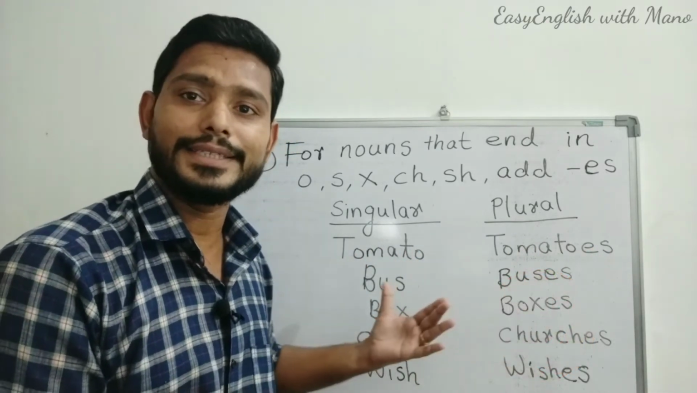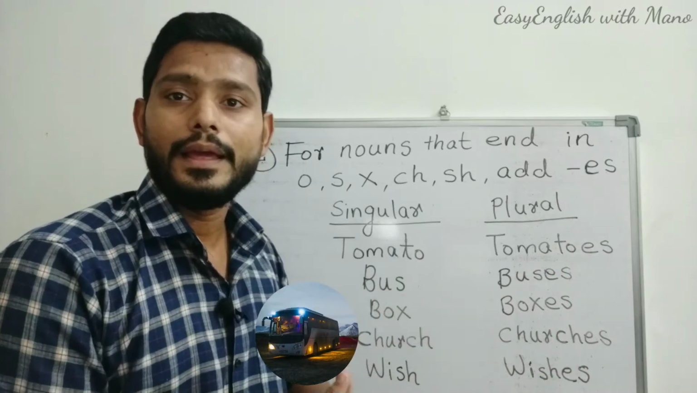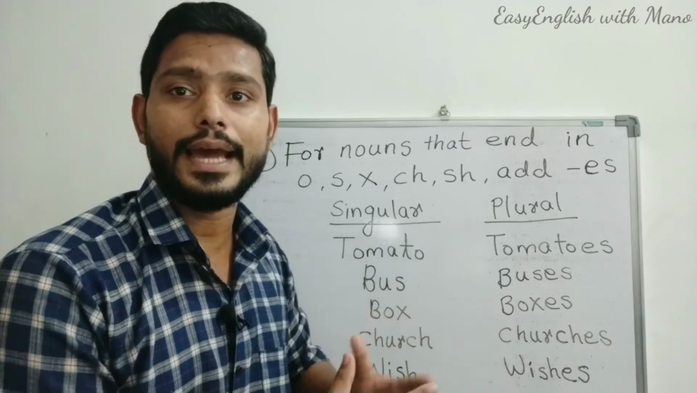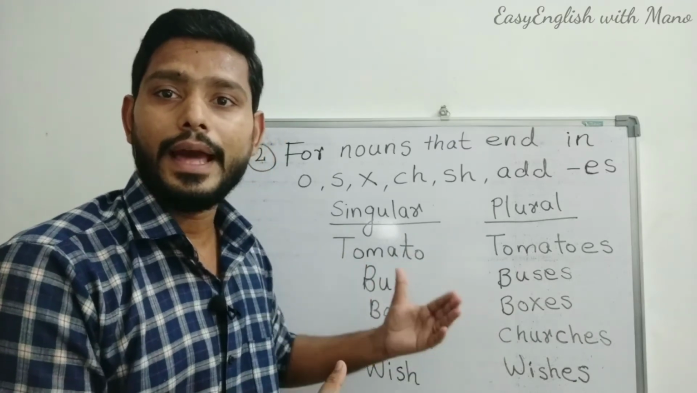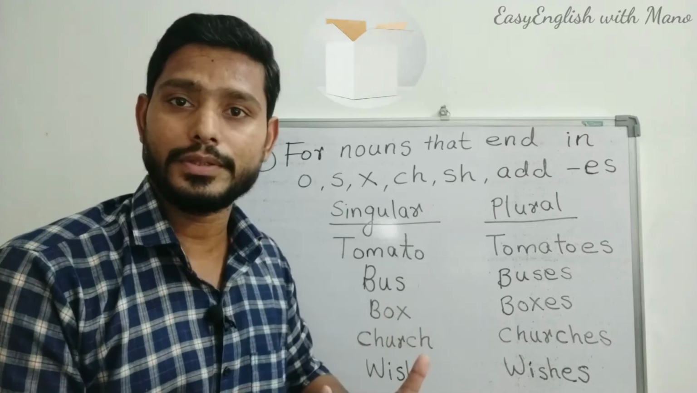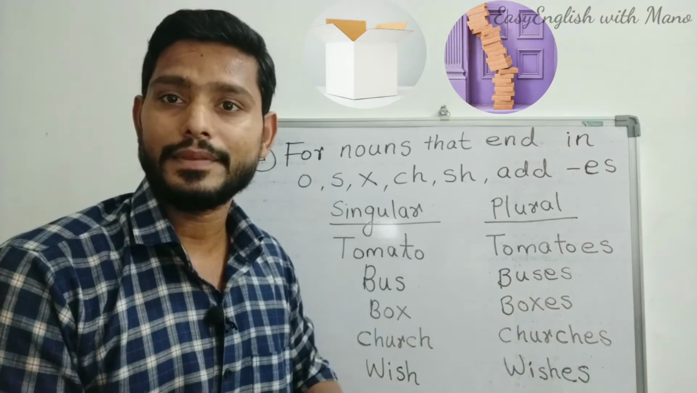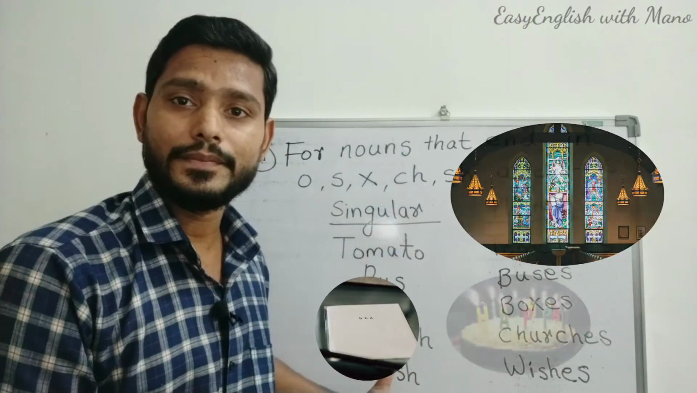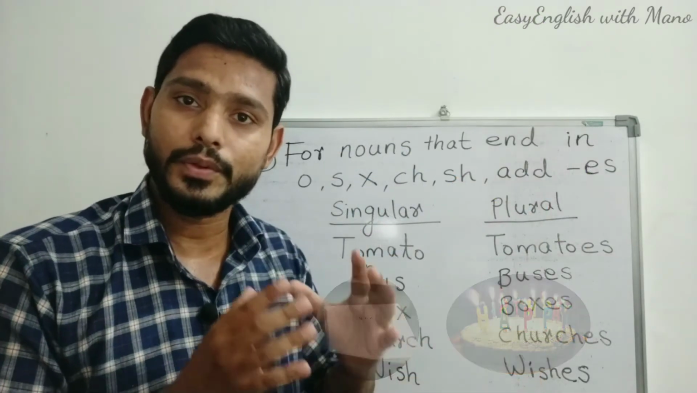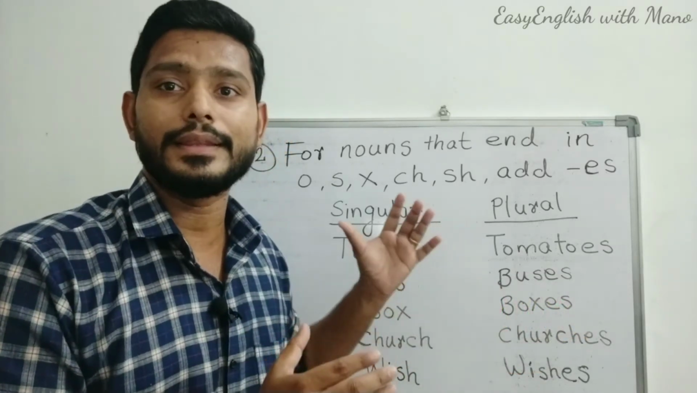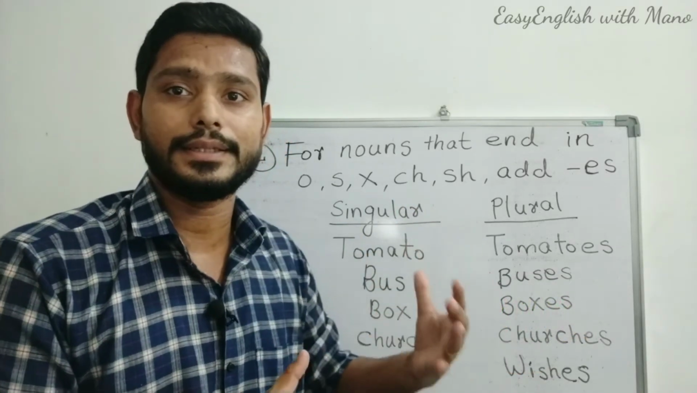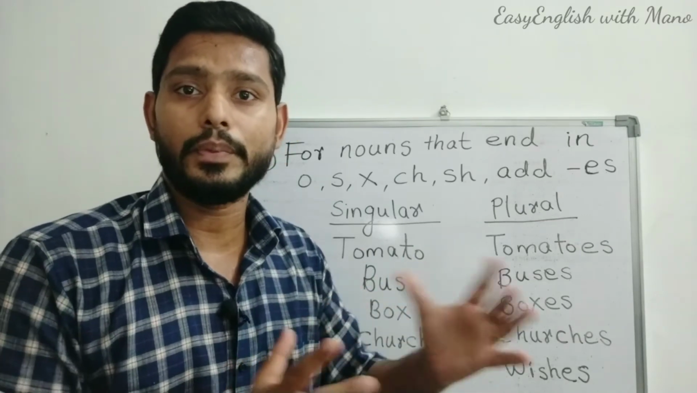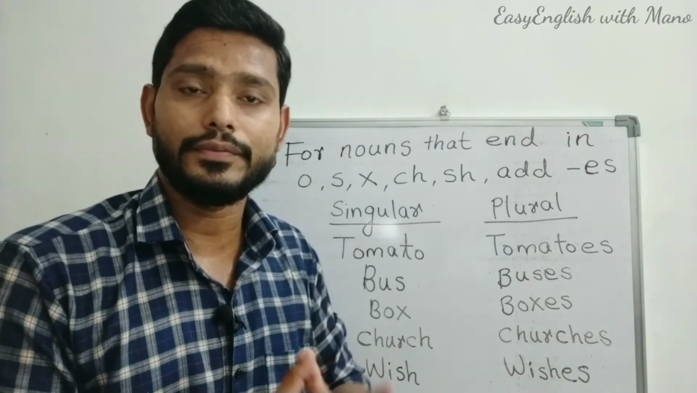So let's take the second example, here is bus. Buses. The same rule that we applied here, added ES at the end of this singular word. Okay. And the third example here is box. Boxes. Church, churches. Wish, wishes. Okay, I hope you got to know this basic rule that nouns that end with O, S, X, CH or SH, we can make those nouns plural by adding ES at the end of those nouns.